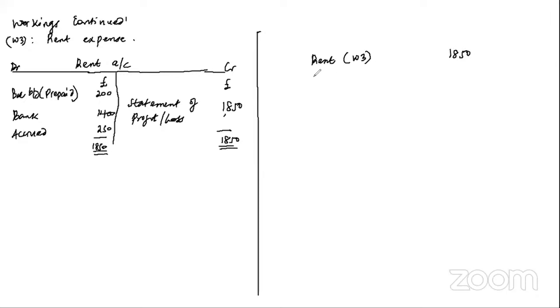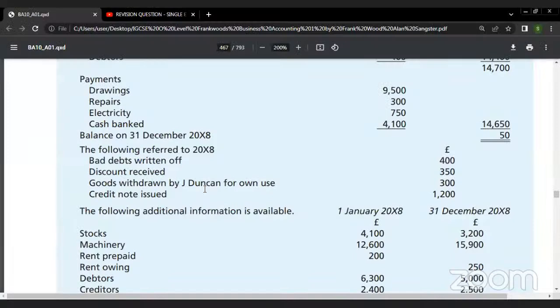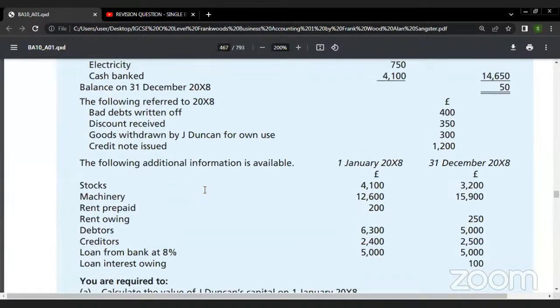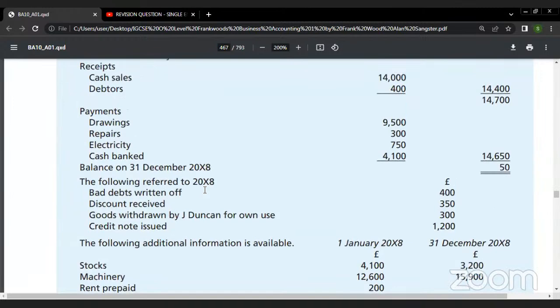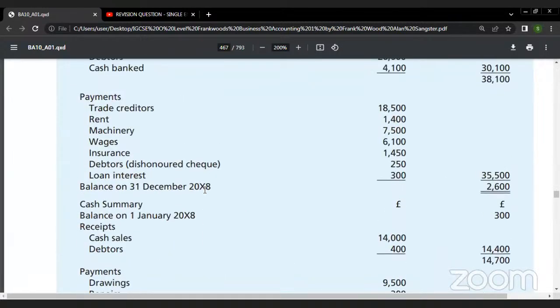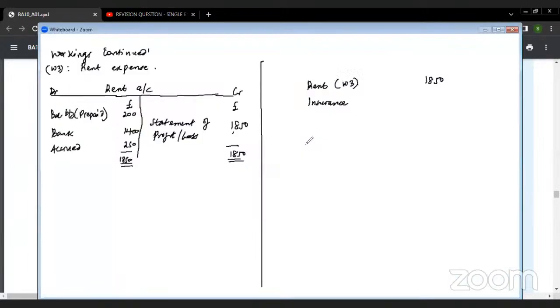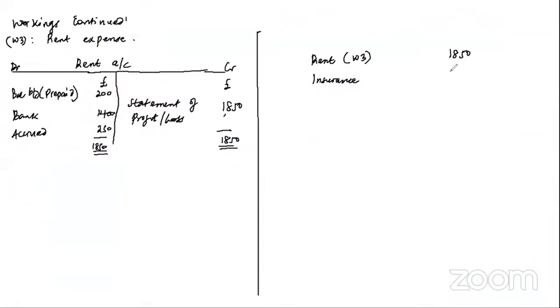We have insurance. Do you have any additional information on insurance? Let's try to check and see. Insurance, we have 1,450. That's our insurance, 1,450. No additional adjustments. 1,450.